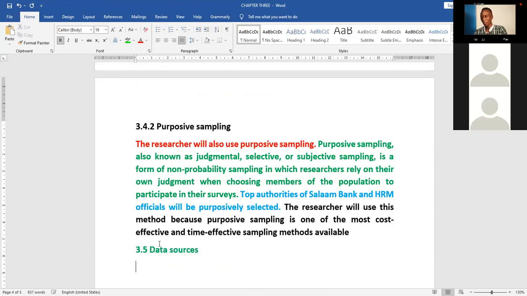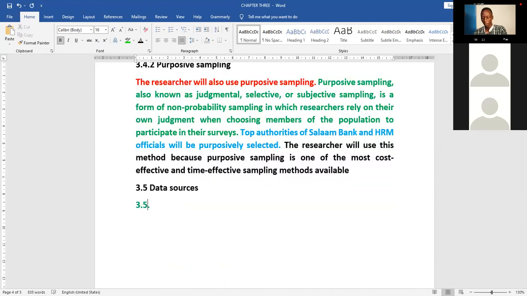Under data sources, of course, we have two types of data sources. 3.5.1 is going to be primary data, and then 3.5.2 is going to be secondary data. Whenever you're going to do research, you have to make sure that you use both types of data, unless you are doing statistics or economics. In most cases, you are supposed to use primary data in some chapters and secondary data in other chapters. So let us start with primary data.